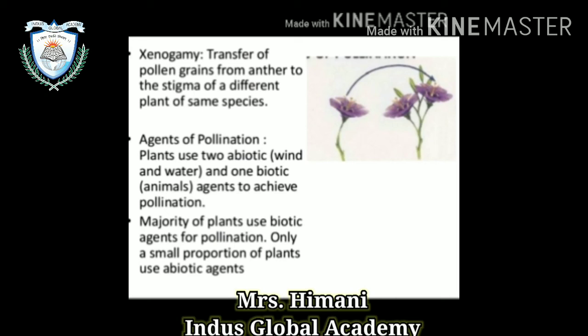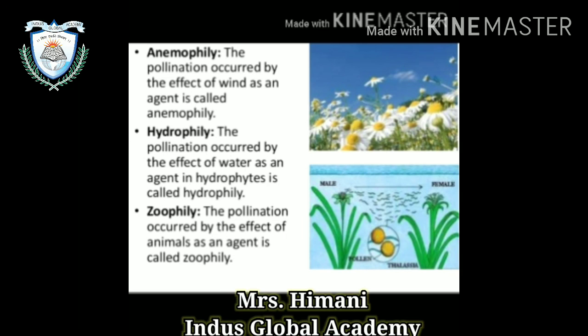The plant differs here. Now the agents of pollination. Plants use two types of agents. First is abiotic, for example wind and water, and biotic, which includes animals. So these are the agents which achieve pollination. The majority of plants use biotic agents for pollination. Only a small number of plants use abiotic agents.